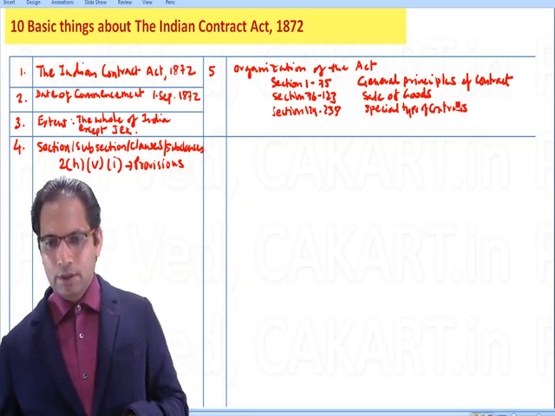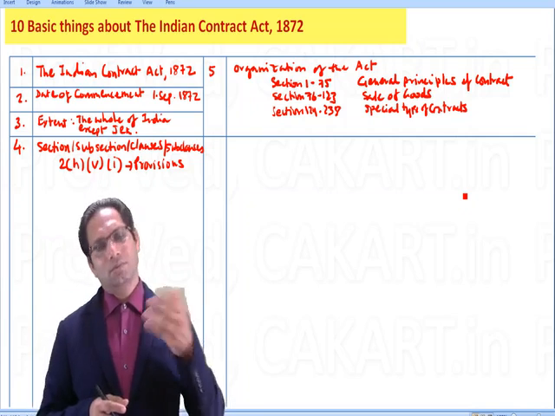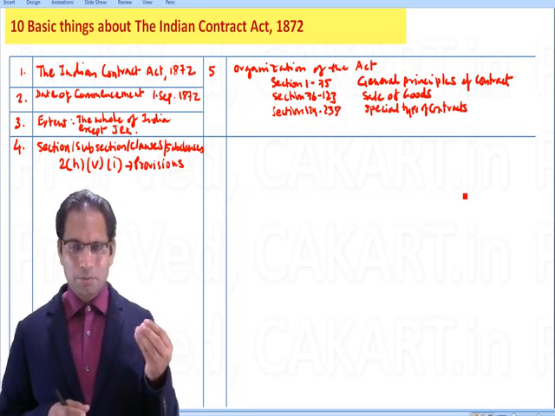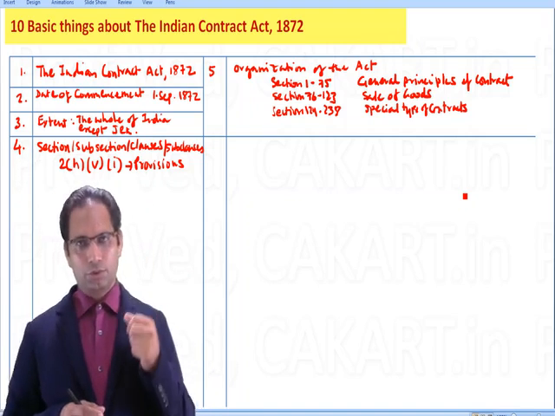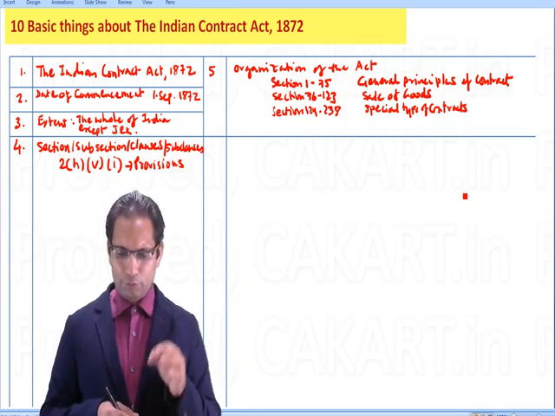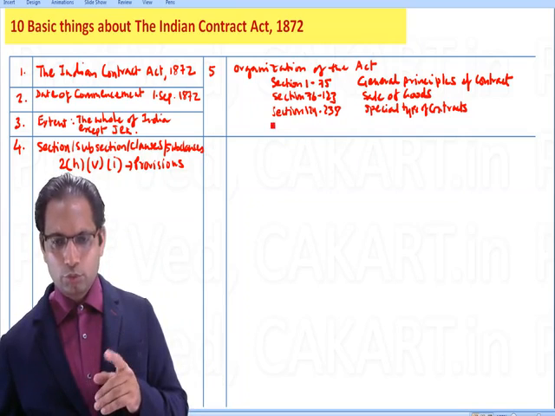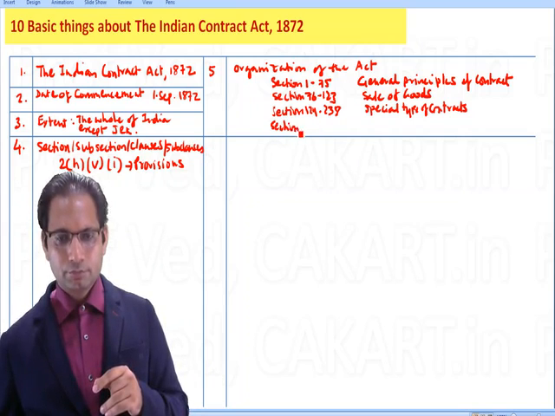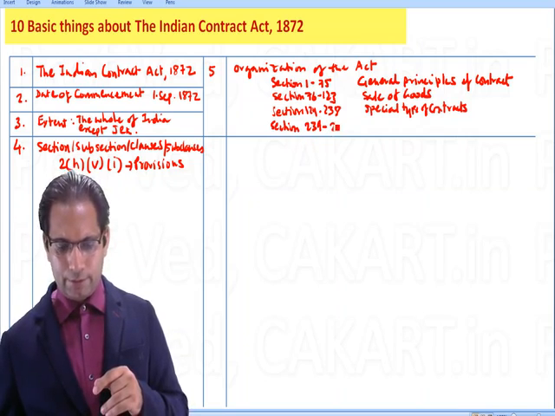So we will figure out what the special types of contracts are. Right now I'm not going to go into detail, but the names are bailment, guarantee, pledge, contract of agency, indemnity, and so on. That is section 124 to 238, and then we have section 239 to 266, which is about partnership business.